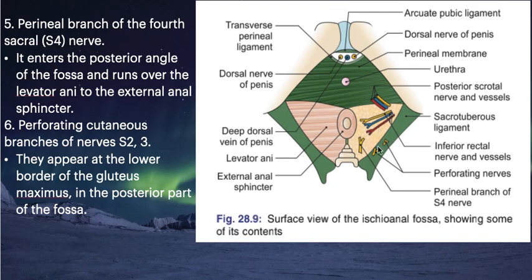Then we also have the perineal branch of the fourth sacral nerve over here, entering the posterior angle of the fossa, running over the levator ani to the external anal sphincter, along with perforating cutaneous branches of S2-3 appearing at the lower border of the gluteus maximus in the posterior part of the fossa.